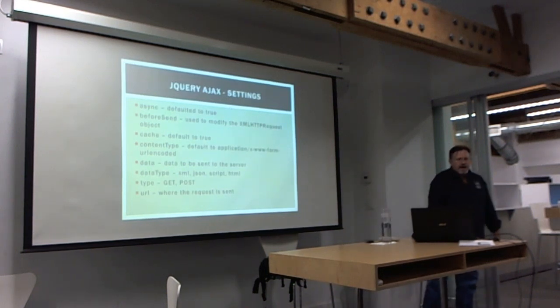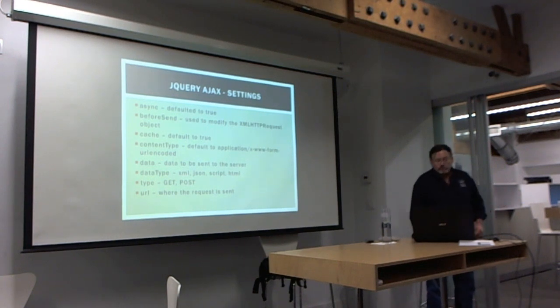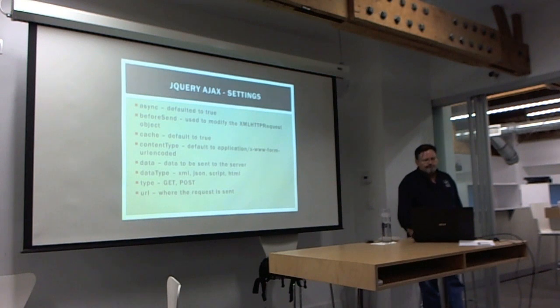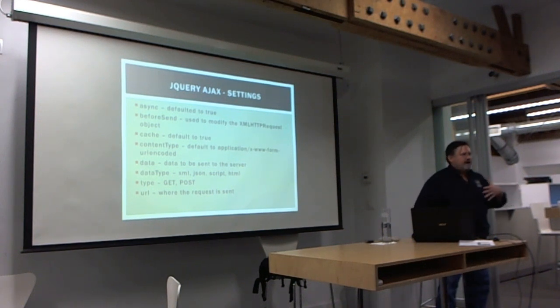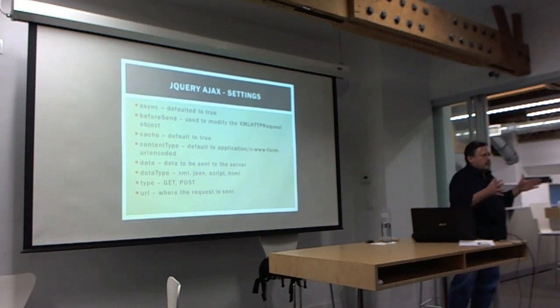On jQuery Ajax, asynchronicity is always set to true by default. If for some reason you wanted a synchronous request, you can set that to false. It always caches the results, and the cache is configurable. So if you're populating a drop-down list of states, you'd want to cache that because we're not going to be adding any more states in the lifetime that the user's on your website.